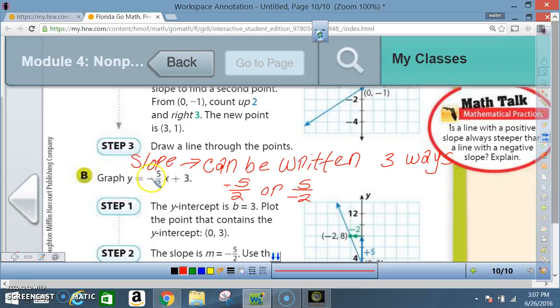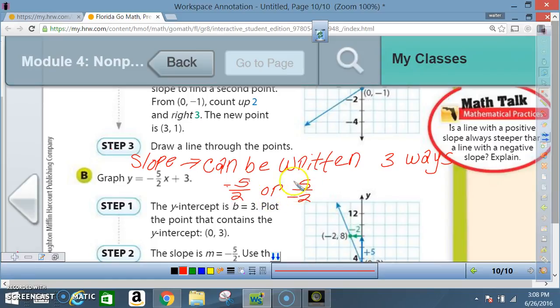That's telling you that when you're counting your slope, you can count it in 2 different ways. You can count it using the y as a negative 5 and the x as a positive 2, or using the y as a positive 5 and the x as a negative 2. Let's repeat that once again. The negative is in the middle, but it can be interpreted as negative 5 for y and a positive 2 for x, or a positive 5 for y and a negative 2 for x.